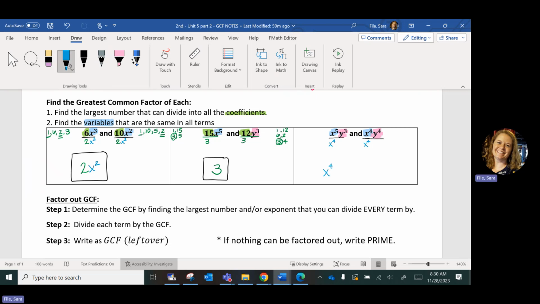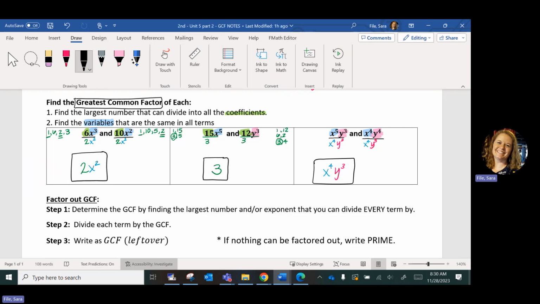Okay, and then what about for the y's? Do they both have a y? What's the lowest exponent of the y's? So y cubed is the highest that we could divide out of both. So if I did this division, that would work out. So that is my GCF. So I found the greatest common factor.